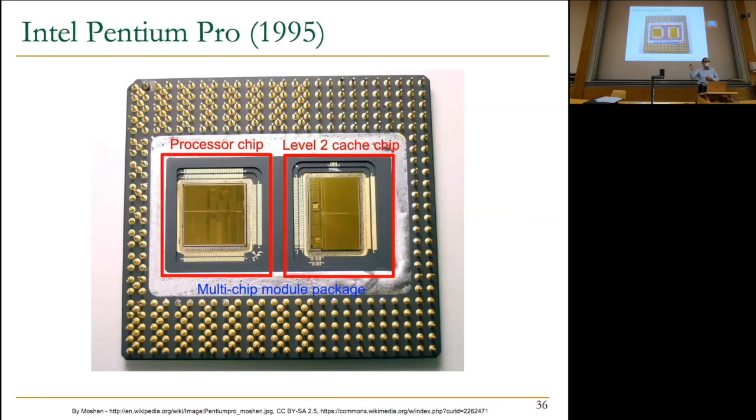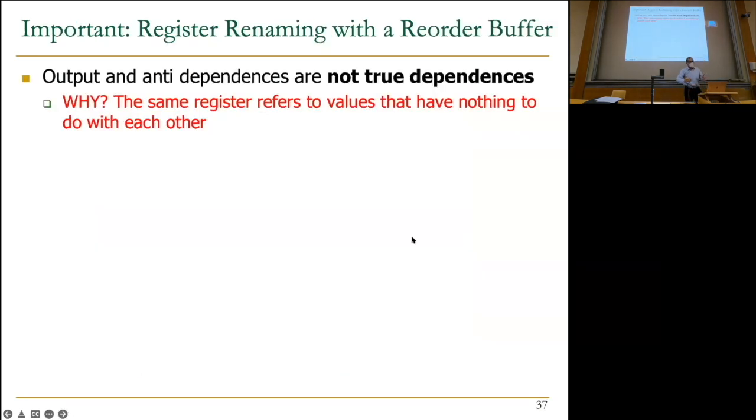Just for your reference, this is Pentium Pro in 1995. This is the first successful out-of-order execution processor of its time. You can see that it's beautiful, right? And because the processor chip couldn't fit the 256 kilobyte level 2 cache, whereas today everything is on chip, they have a separate chip for the cache. So this is the processor and this is the memory, and you have a multi-chip module package here.